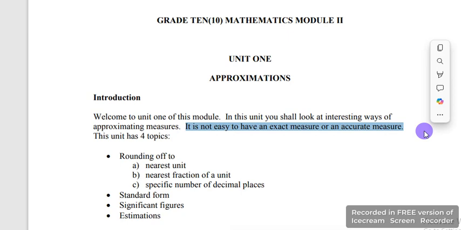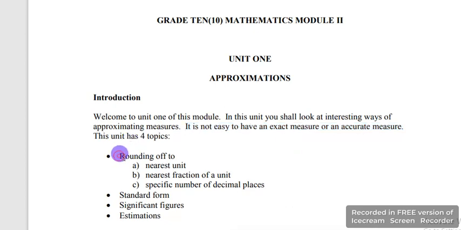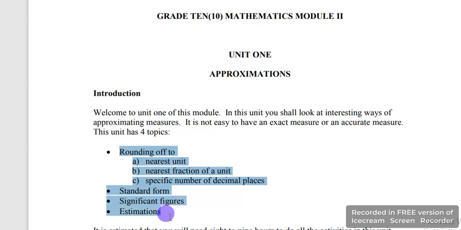Yourself, you're going to get a different measure. Another one gets another measurement which will be different from yours. And the other person will get another measurement which will be different from yours and the other person's. So this means that there are no measurements which are exact or accurate. Therefore, they need to be rounded off to the nearest unit, to the nearest fraction of a unit, to a specific number of decimal places, and to standard form. We also express them in significant figures and in estimations.